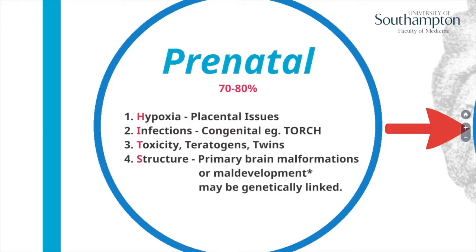So using the mnemonic HITS, H stands for hypoxia, I stands for infections, T stands for toxicity such as alcohol and drugs, and S stands for structural abnormalities such as maldevelopment and malformations.